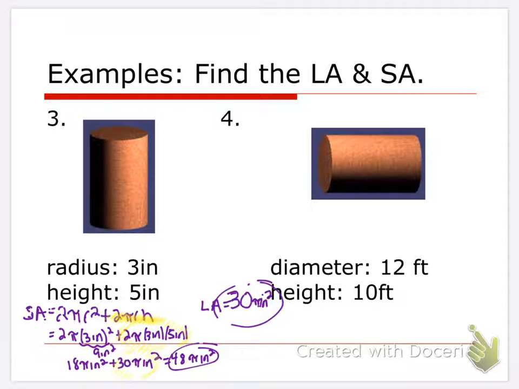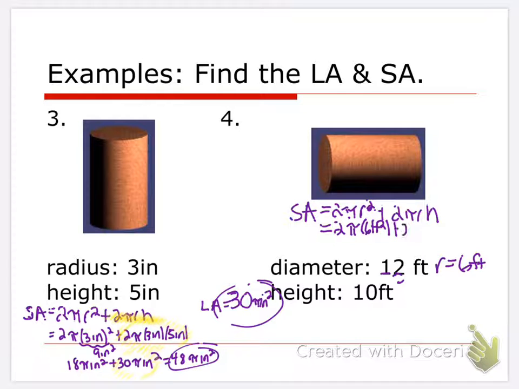Our next one up, we're going to find that same surface area. I'm going to do it a little bit higher. So surface area is 2 pi r squared plus 2 pi r h. That gives me 2 pi, your diameter. Remember, we need radius, and radius is half a diameter. So 12 divided by 2, which is 6 feet. 2 pi 6 feet squared plus 2 pi 6 feet times 10 feet.